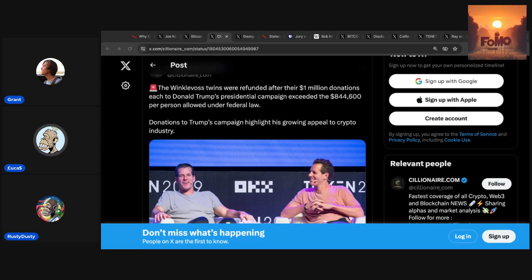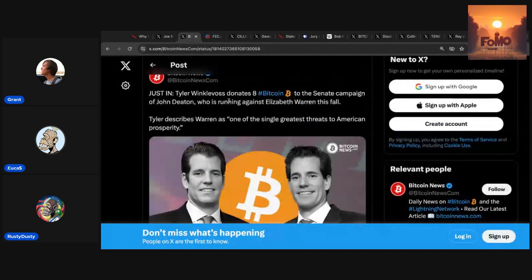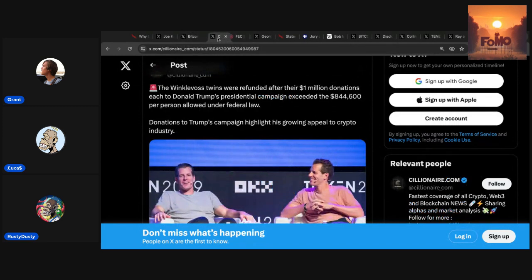I also put this in because I don't want to dwell too much on the Winklevoss twins. I just think it's interesting that John Deaton is getting some notice and support, and Elizabeth Warren, on the other end, is getting, I don't know, the disdain and the concern of Donald Trump, as he mentioned her specifically in his speech, especially with regards to crypto.